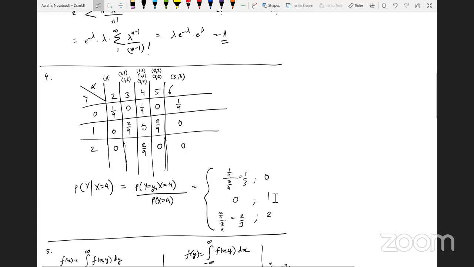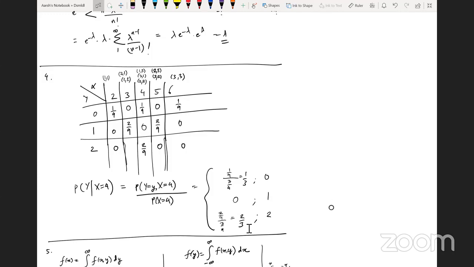For y equals 1, there is no such case where the difference is 1 and the sum is 4. So the probability is 0. And for y equals 2, we have two such outcomes, which are (1,3) and (3,1). So the probability is 2 over 9 divided by 3 over 9, so it's 2 by 3. Okay, so are there any doubts in this question?